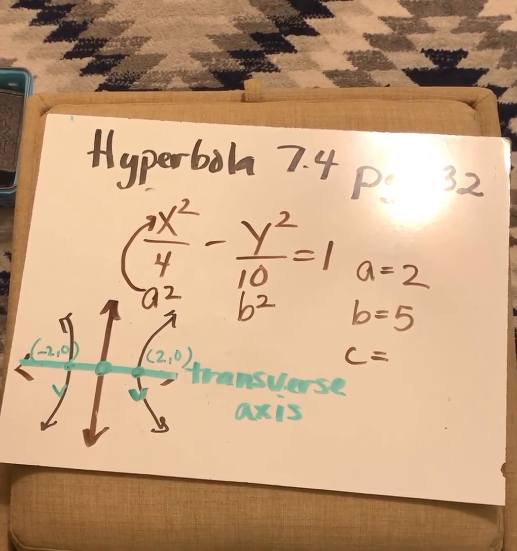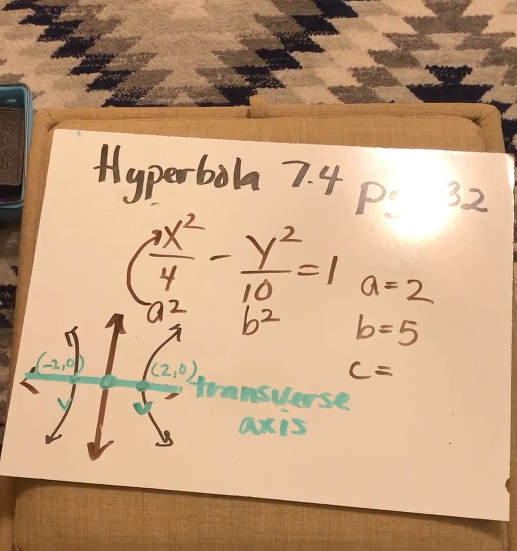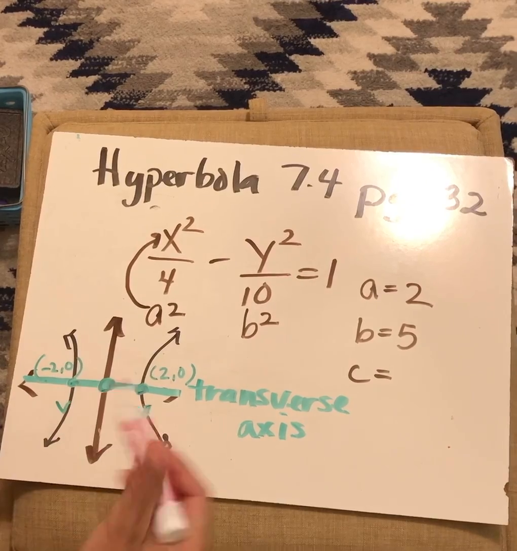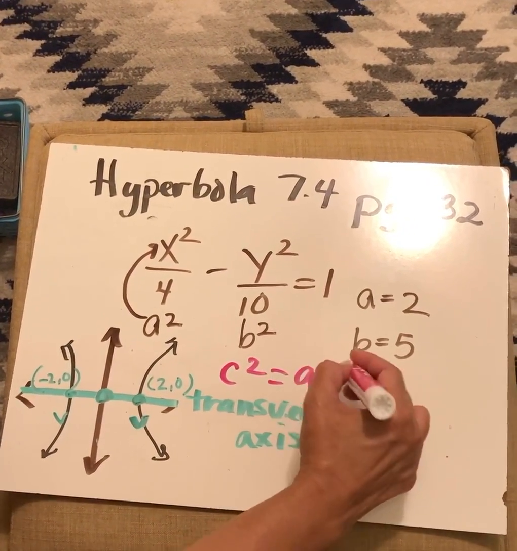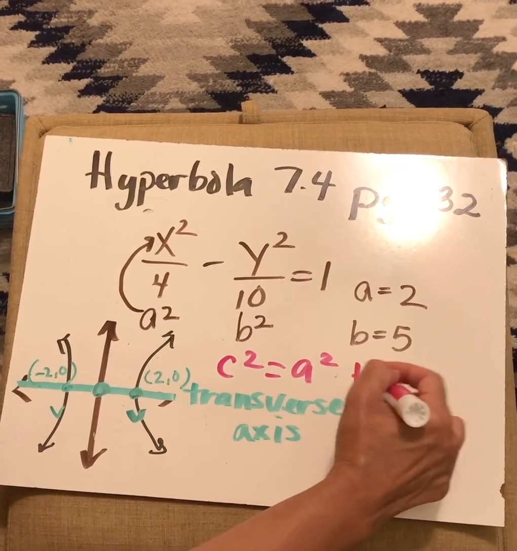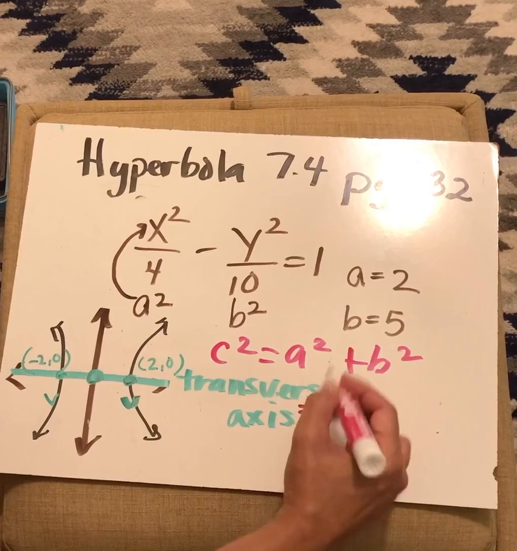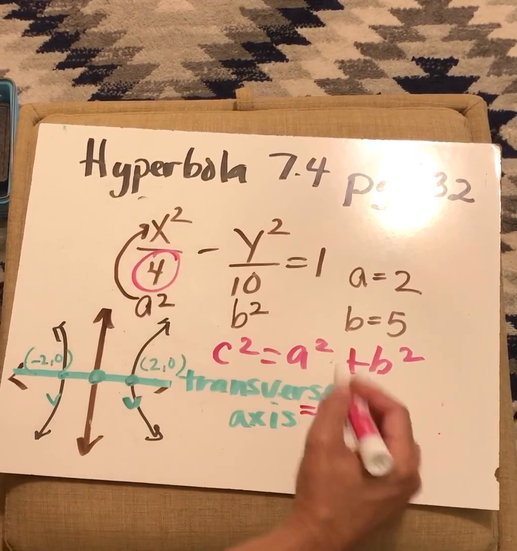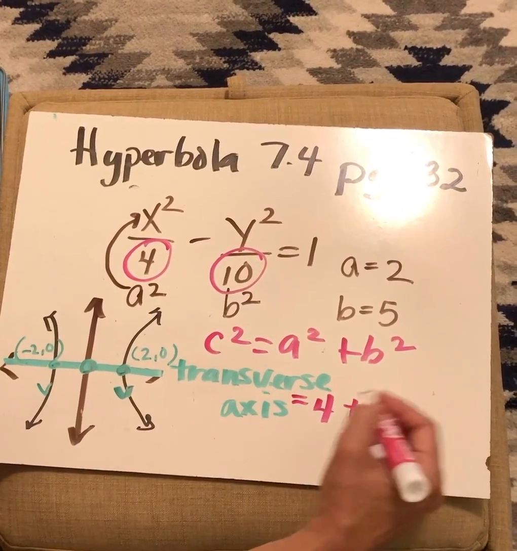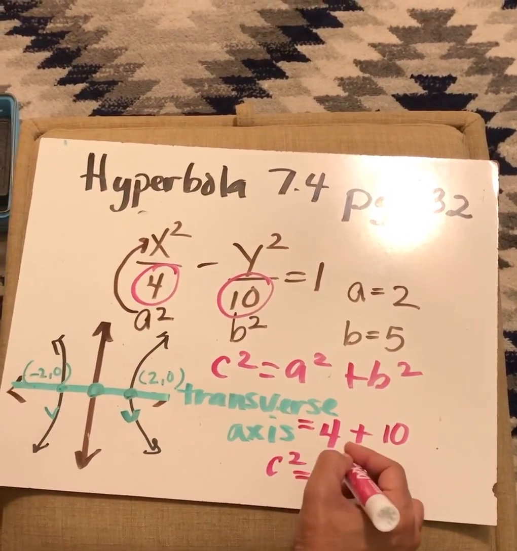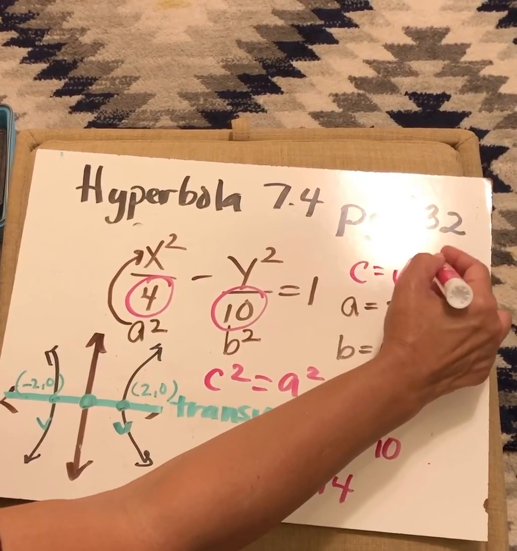Then let's go ahead and solve for the value of c. So c squared is equivalent to a squared plus b squared. So let's solve for c squared. c squared is going to equal a squared, which is 4, plus b squared, which is 10. So c squared is going to equal 14. So c is going to equal the square root of 14.